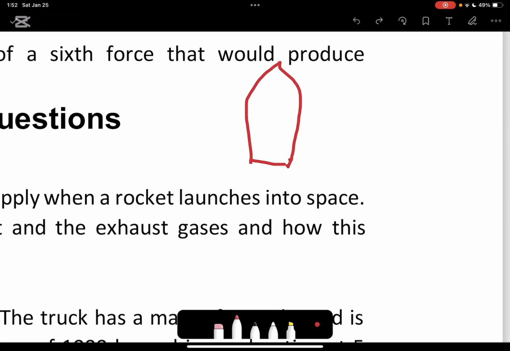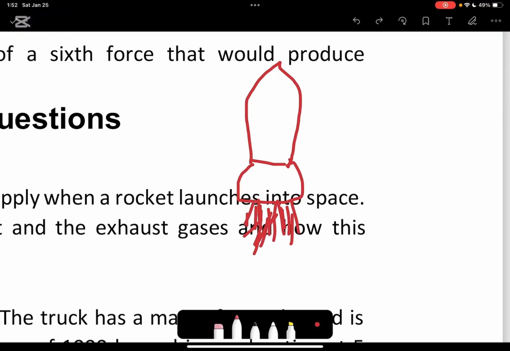How do we draw a rocket? Like that. Imagine this is the exhaust. This one, the big one, is the exhaust, and this is the gases coming out.